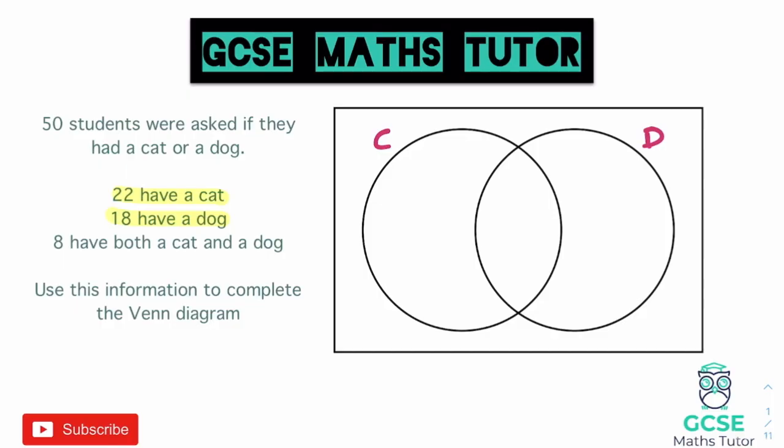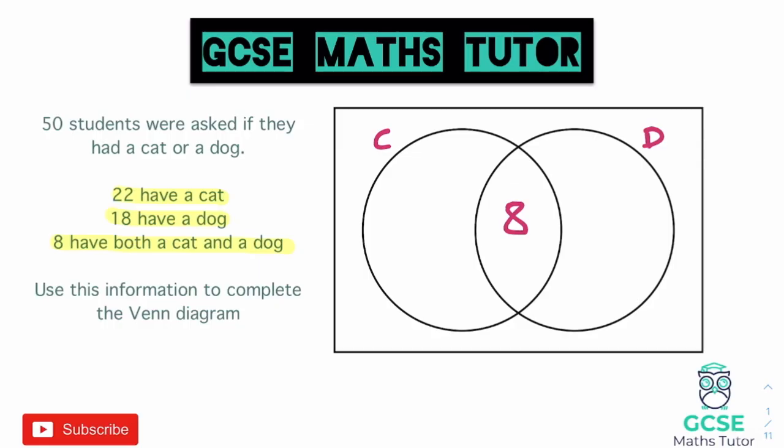So moving on to the next bit, it says 8 have both a cat and a dog. So that bit of information can go in because we know that 8 that have a cat and a dog would have to go into the centre. So straight away in the middle, we can put that 8 have both. It doesn't tell us how many have neither, so that is the unknown piece of information we're going to have to work out.